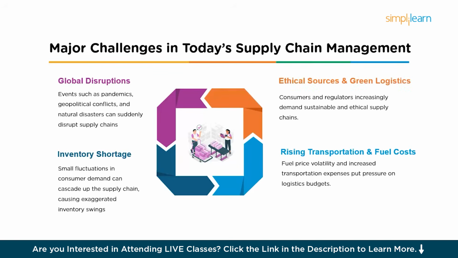Then comes ethical sourcing and green logistics. Consumers and regulators increasingly demand sustainable and ethical supply chains. Companies must verify supplier practices and reduce their environmental footprints through initiatives like carbon neutral shipping or circular supply chains.